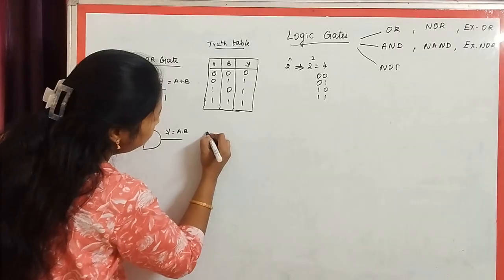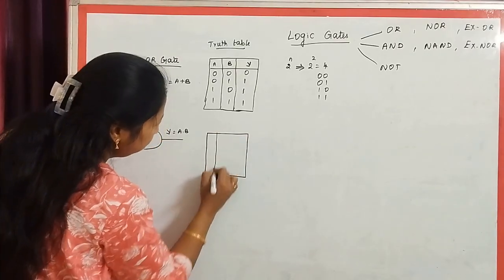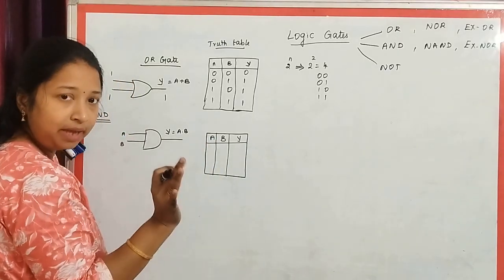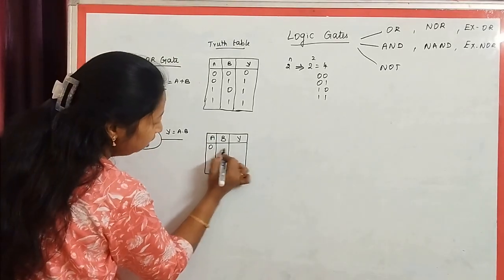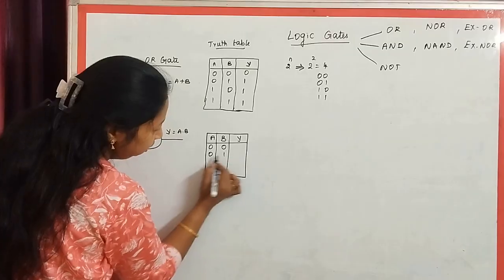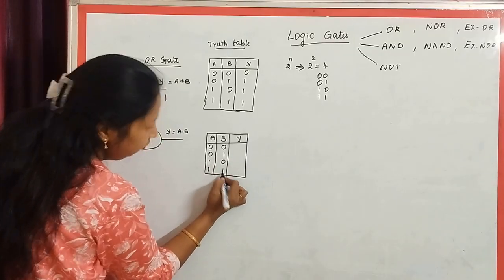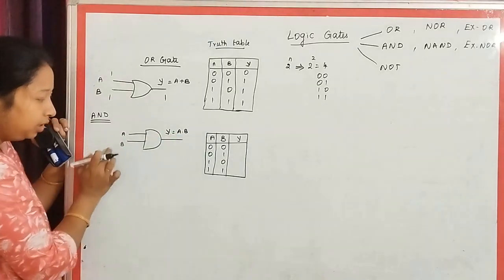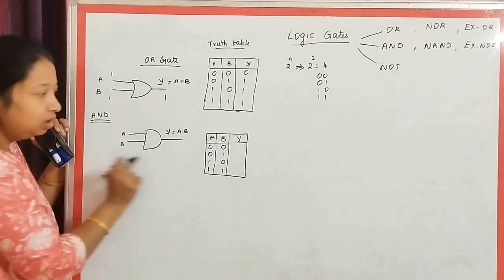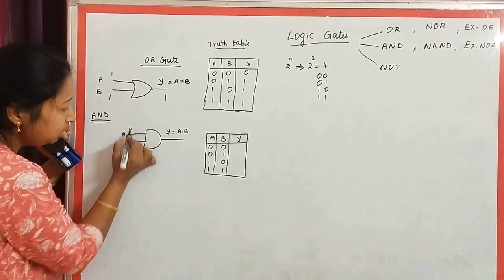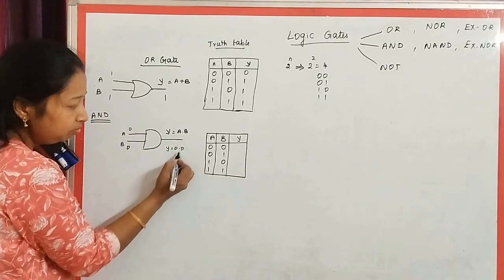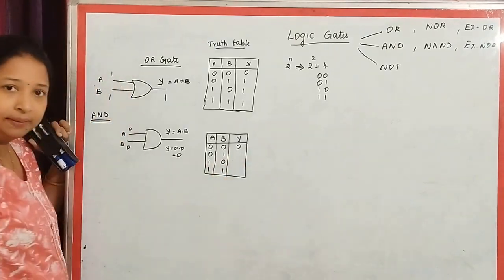Now, how will you write the truth table for this? 2 inputs are there, so I'll have 4 combinations. So what are the combinations? You very well know. It is 0 0, 0 1, 1 0 and 1 1. What is Y? Y is nothing but the product of my inputs. Clear? 0 0. When I give 0 and 0, what is my output? Y is 0 dot 0. My output is 0. Clear?